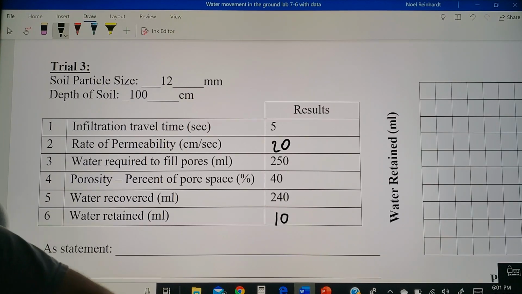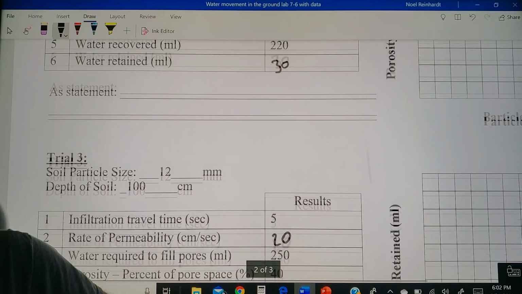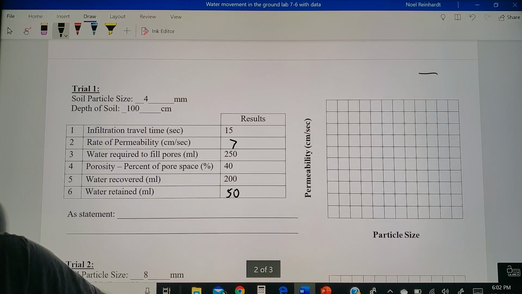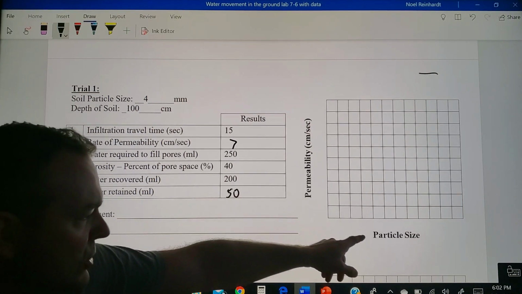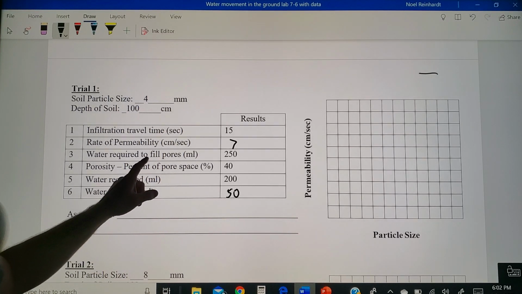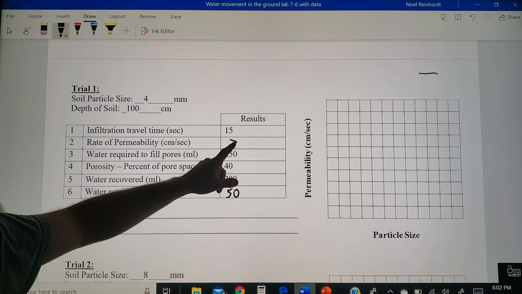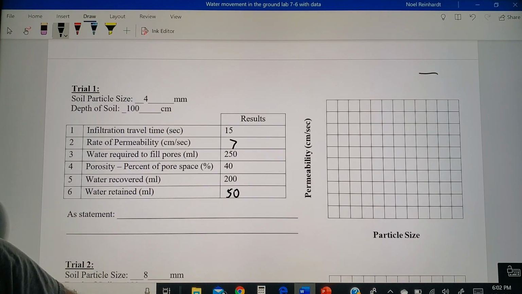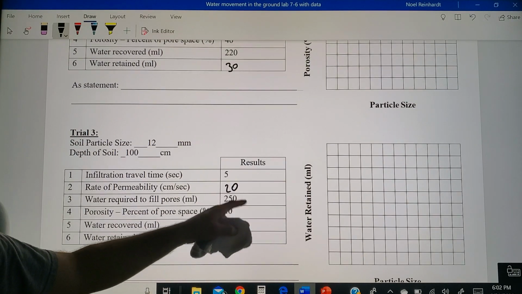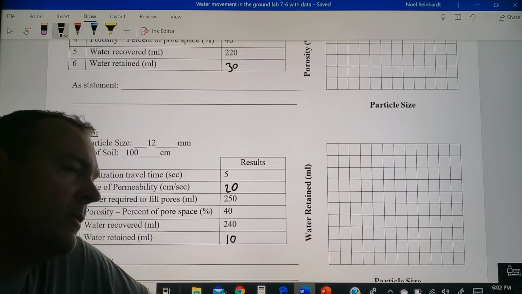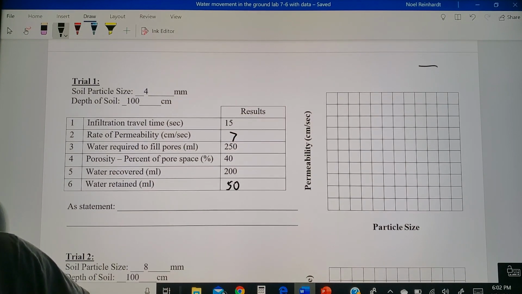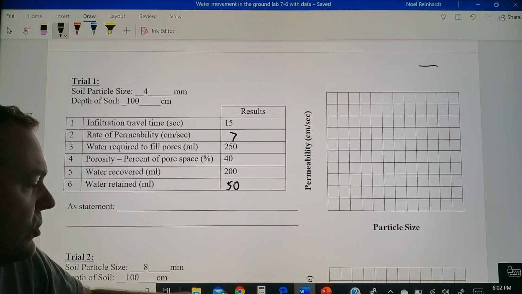Okay, so that was your data charts. Now let's talk about how to graph this. All right, the first graph is permeability versus particle size. Well, permeability, if you take a look, right here we calculated that. So the first one is 7, the next one was 10, and the last one was 20. So our total range of data, for argument's sake, is 0 to 20, right? So for permeability on the y-axis, you have to go 0 to 20.